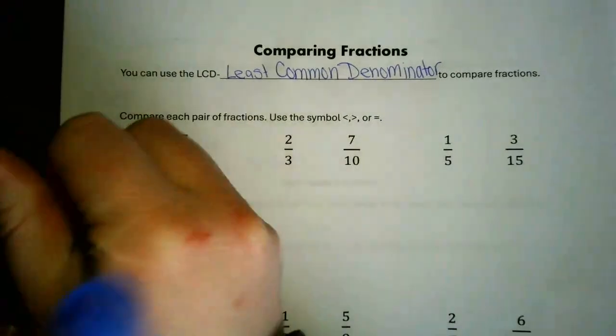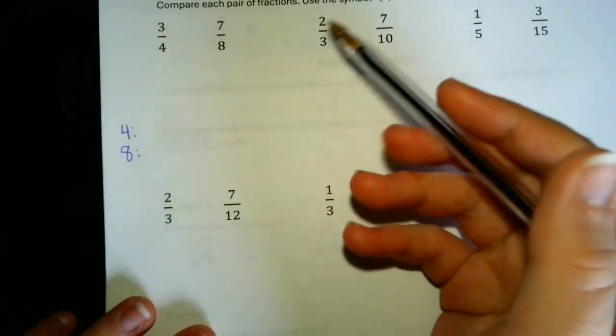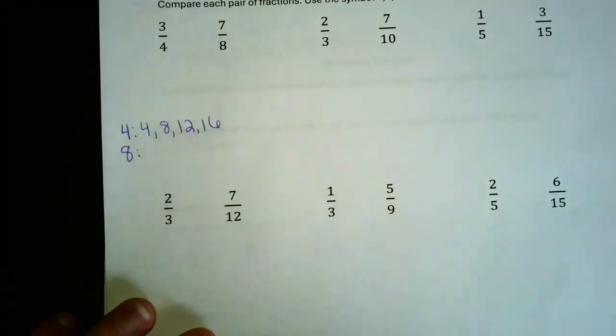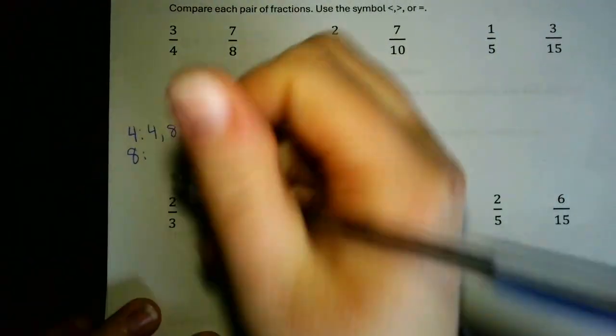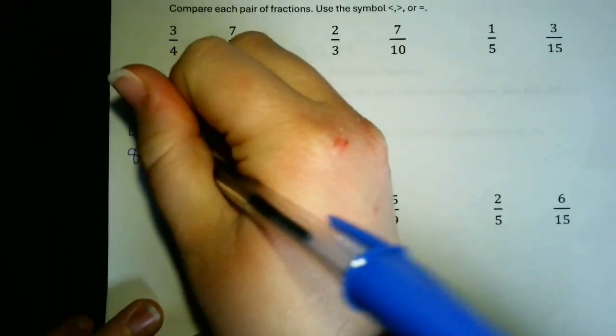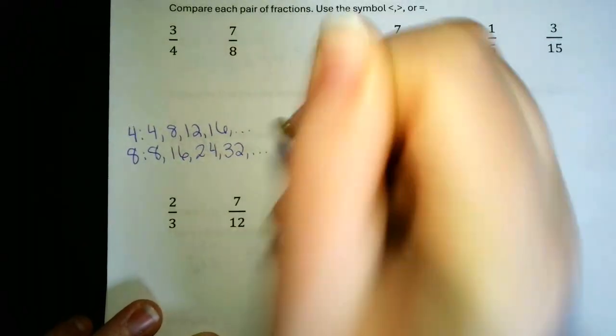So we're going to list the multiples of 4 and the multiples of 8. Multiples of 4: we multiply 4 by 1, 2, 3, 4, 5, and so on. And we do the same with the 8. So 4's multiples are 4, 8, 12, and 16. And I always do the little dots to show that the multiples go on forever. 8, we do the same thing: 8, 16, 24, 32, and so on.